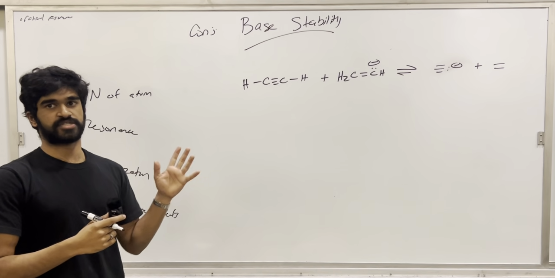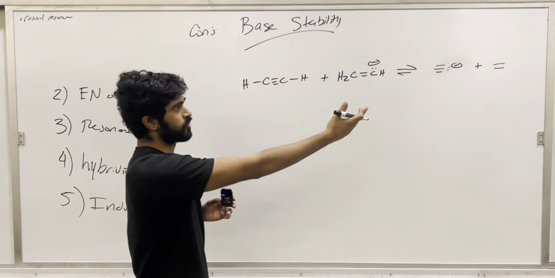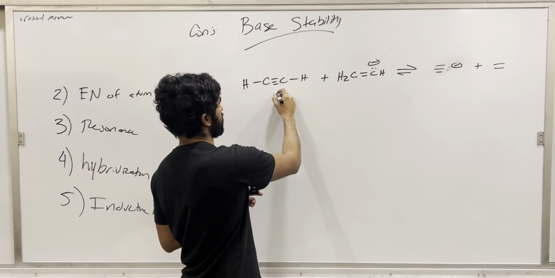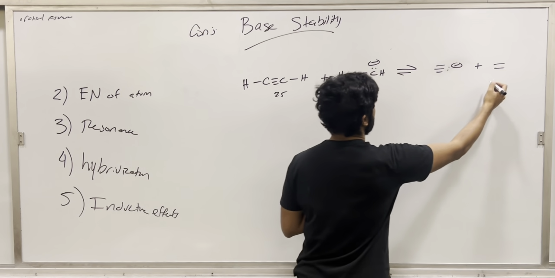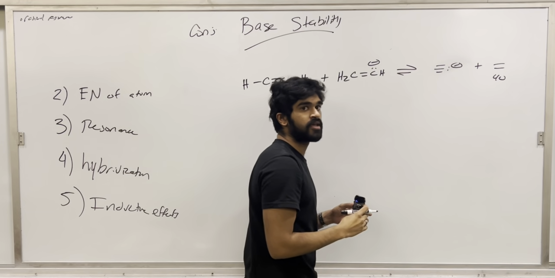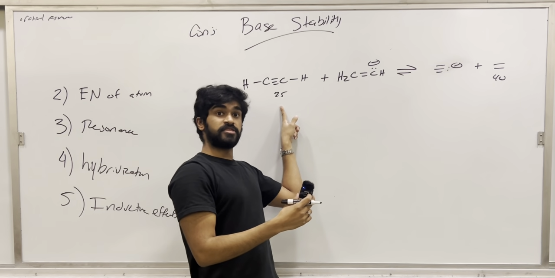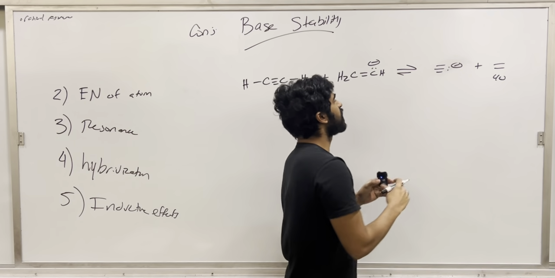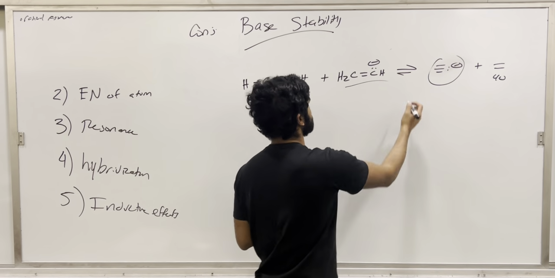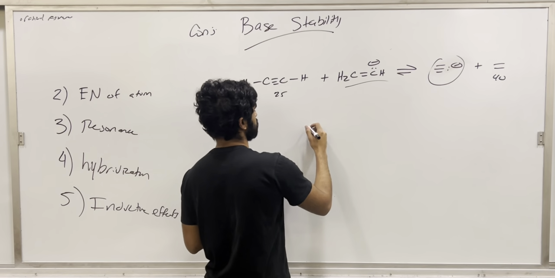What's more stable? What's the more stable conjugate base? Well, we've got this guy at a 25, and this guy at a 40, right? And we always go towards the conjugate base of the more strong acid. So why is this guy more stable than this guy? Let's take a look.